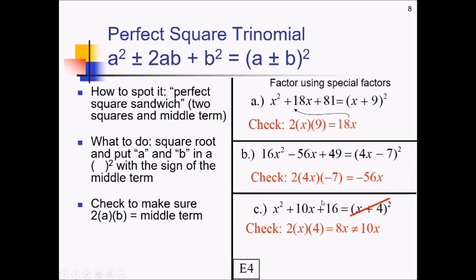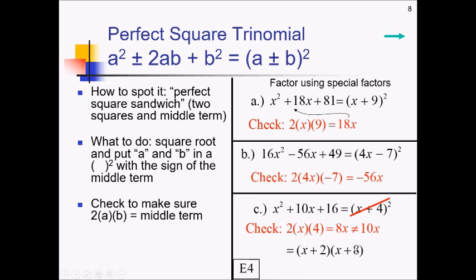Now, fortunately, this one isn't too bad. Since we just have a 1x squared, we can just ask for factors of 16 that add up to 10. And if you think about that, that's going to be 2 and 8. So we could just factor this into x plus 2 times x plus 8.